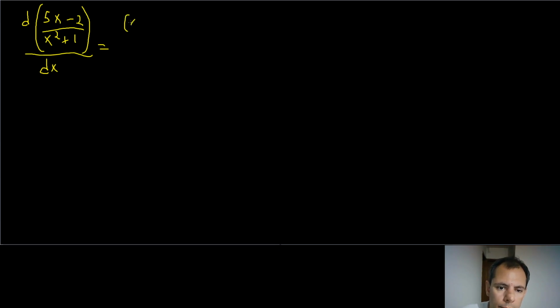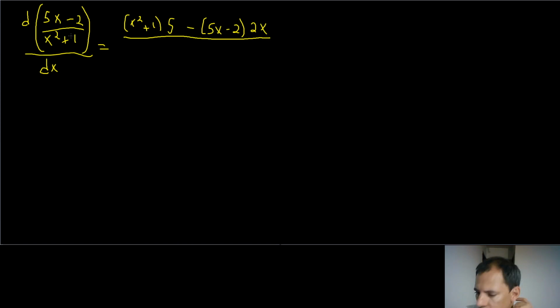So it's going to be x squared plus 1 times the derivative of this one, which is just going to be 5. Minus, and now we're just going to copy this f of x, so 5x minus 2 times the derivative of this one, which is 2x. Divided by the square of g of x, which is going to be, well, I'm just going to put x squared plus 1 squared. Let's see what we come up with here.